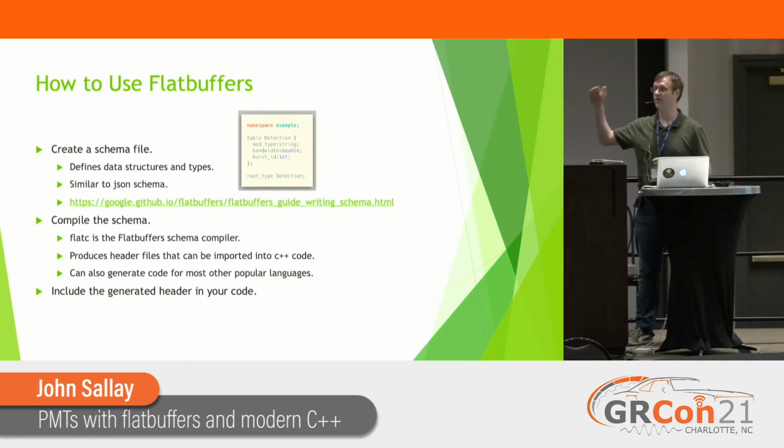So once you have that file, you're going to compile the schema using the FlatC compiler. That's their fancy compiler that will produce, in our particular case, a C++ header file. But because it supports a variety of languages, you could also produce bindings for Python, Go, whatever language you want. You take the header file it produces, you include it in your code, and you're ready to start working with that flat buffer. So it's a fairly easy process to get going.